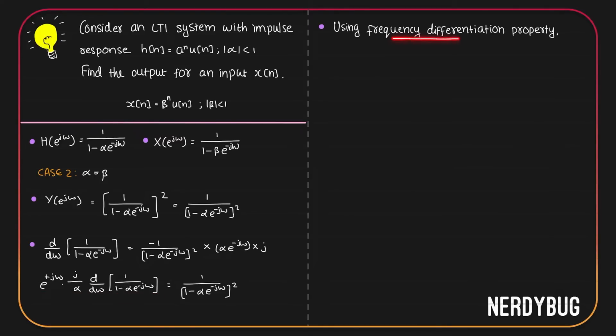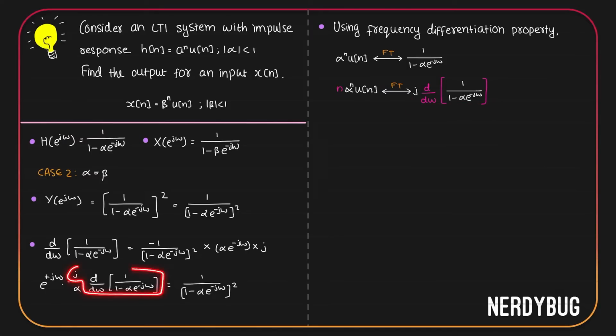Now let us use the differentiation in frequency domain property. Before that, we already know the Fourier transform of alpha raised to n u of n, if alpha has a magnitude less than 1, is 1 by 1 minus alpha e raised to minus j omega. If we apply the frequency differentiation property on this, we get that the Fourier transform of n multiplied by alpha raised to n u of n is j multiplied by d by d omega of 1 by 1 minus alpha e raised to minus j omega. So on the right hand side, I got j d by d omega of 1 by 1 minus alpha e raised to minus j omega. So I have got this much.